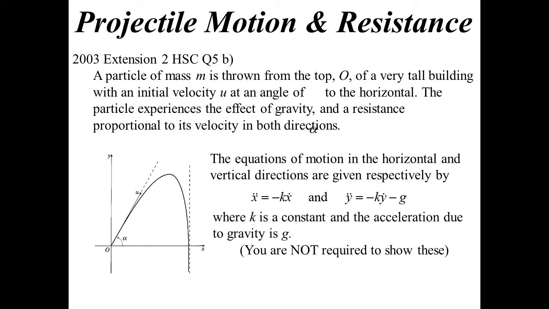Again, they were nice to us. They gave us the equations of motion, so the acceleration equations, and they made a good point in the test. They said, you are not required to show these, so don't waste time and go and find them. They're giving them to you. They do want us, however, to derive the horizontal velocity. So we've been told horizontally, acceleration was minus k times the horizontal velocity.